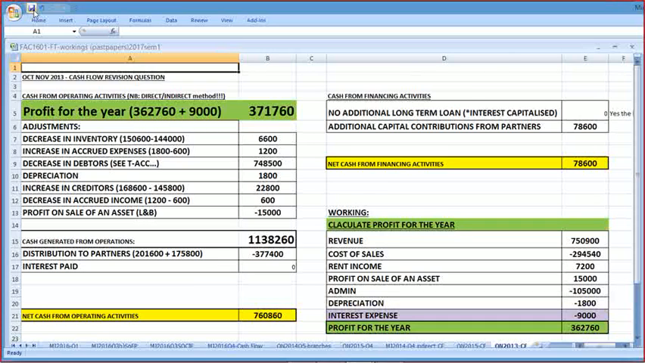Okay, happy? Happy. So that's indirect, and now we've looked at direct as well. Any questions about the cash flow? No. Just need to practice.